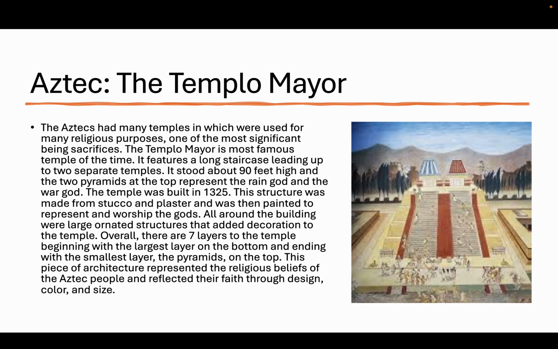All around the building were very ornate structures added to give the temple a little bit of decoration, and there were 7 layers to the temple, largest layer on the bottom building up to the smallest layer on the top, and lots of the Aztecs' religious activities were done in this temple, and it was reflected through their design.